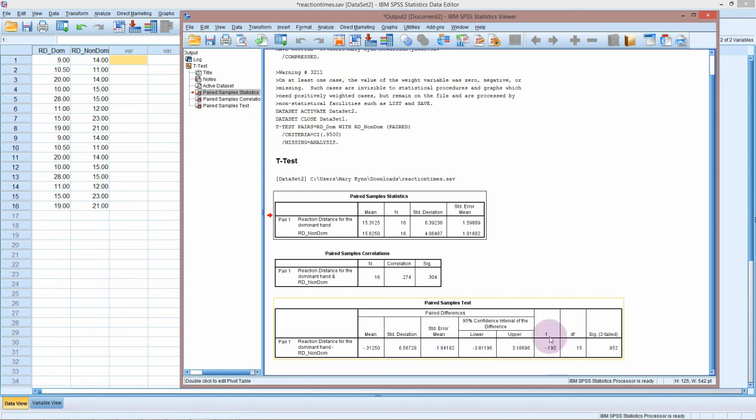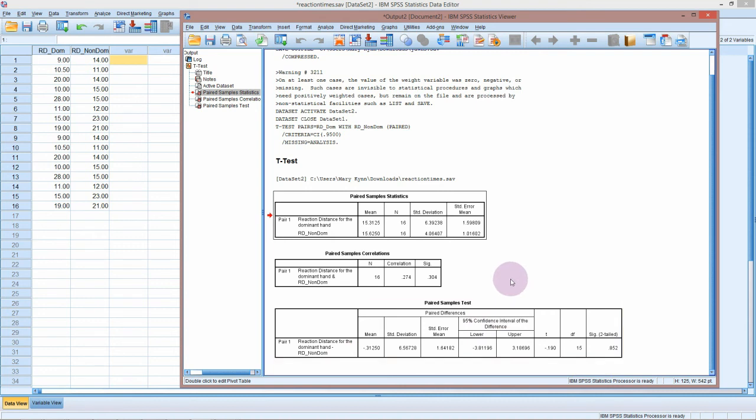So this is our test statistic, this t-value, degrees of freedom 15, and our significance two-tailed is our p-value, and it's 0.852, which is really, really high. So we have absolutely no evidence that there is any difference in the reaction speed between the dominant and the non-dominant hand in this data set.